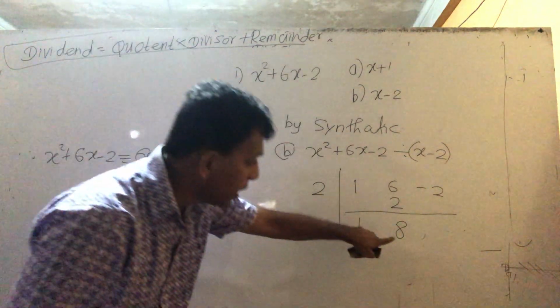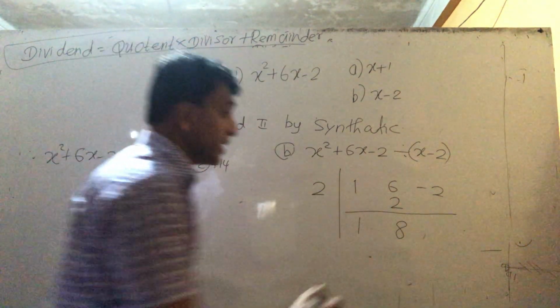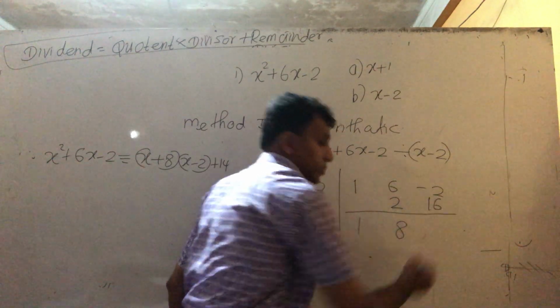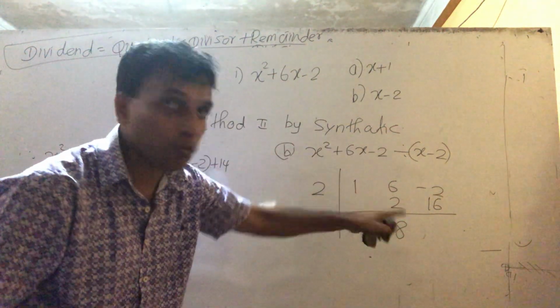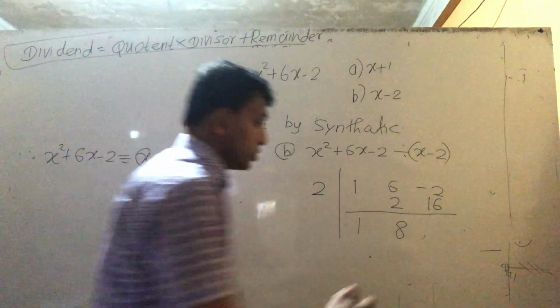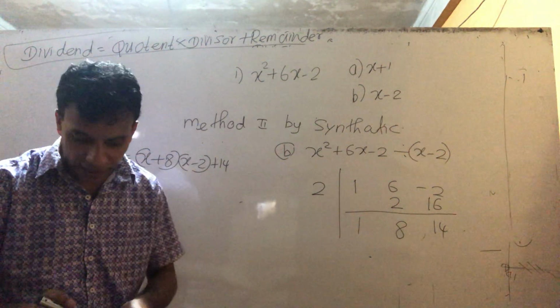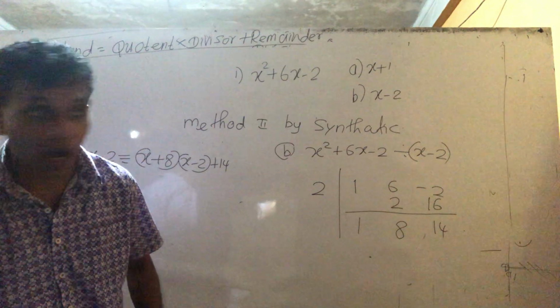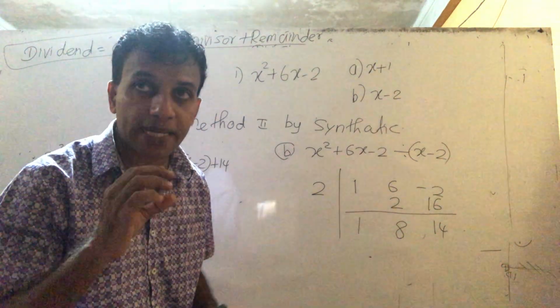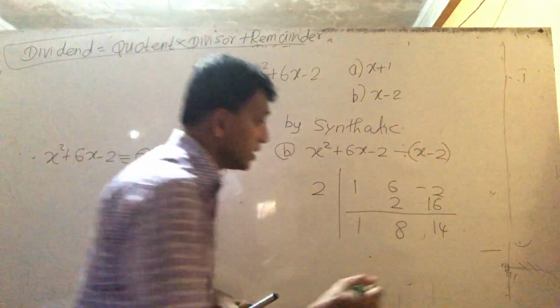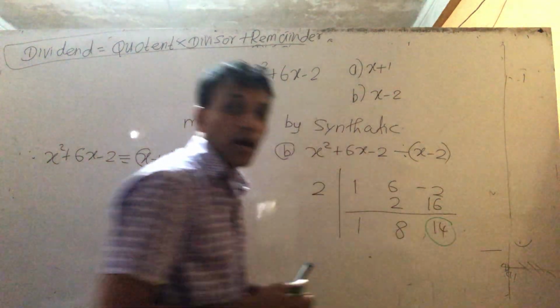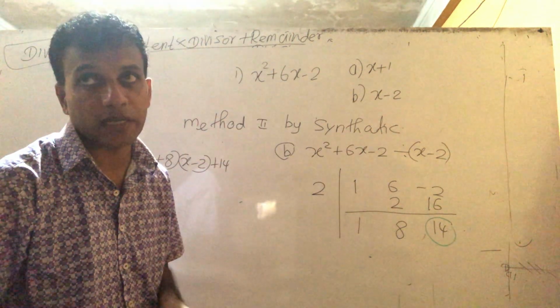Now multiply 8 times 2, 16 here. Now add that to minus 2, and 16 minus 2 is 14. That is the method, right? But in the synthetic method of division, the last number gives you the remainder. The last number gives you the remainder, right?